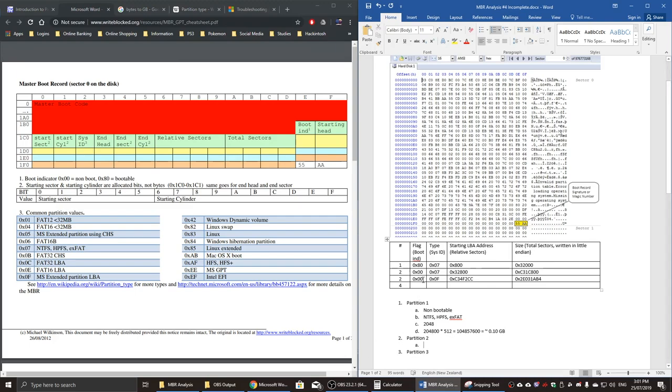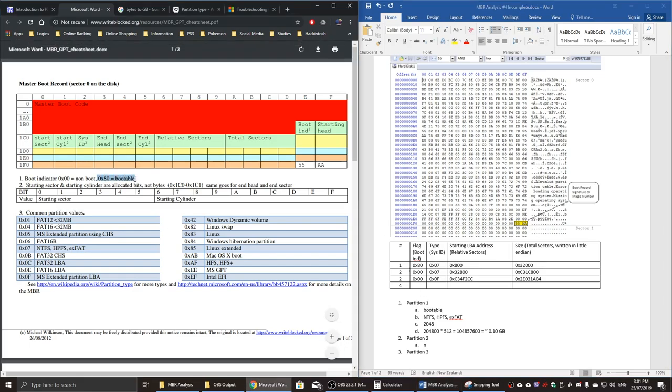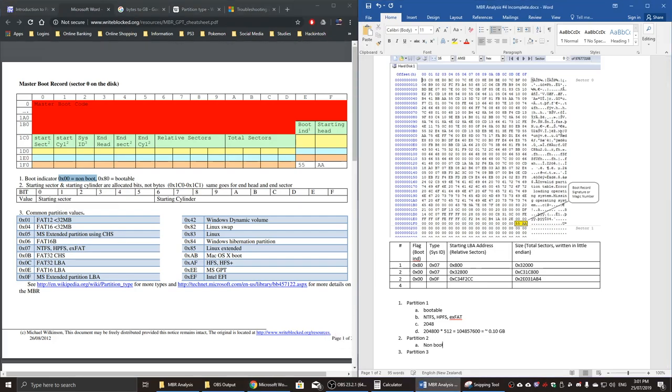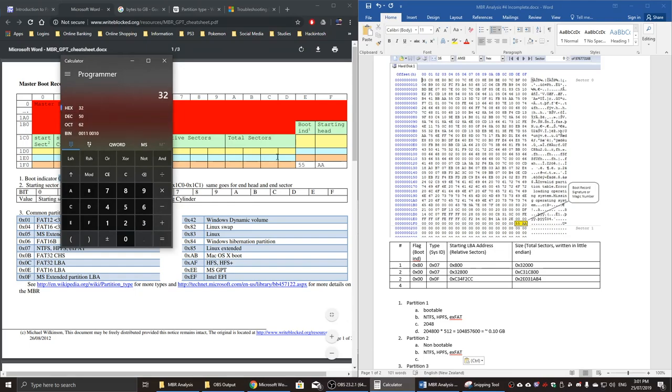So we know that 00 boot indicators are non-bootable. Sorry, I made a mistake here. 0x80 is bootable. I read that incorrectly, yeah. So 0x80 is bootable, 00 is non-bootable. And we know again that the 07 type indicator is the same thing as NTFS, HPFS, exFAT. And this particular one is 32800.